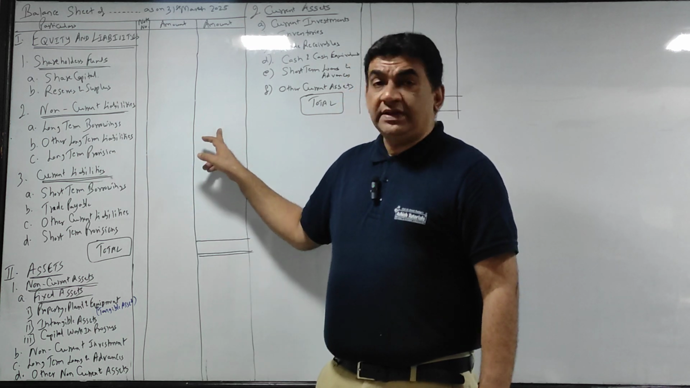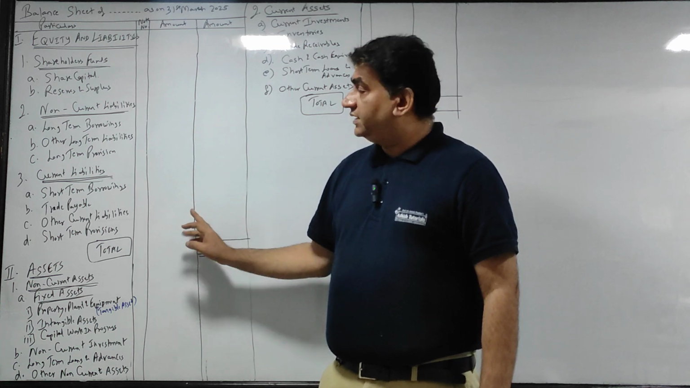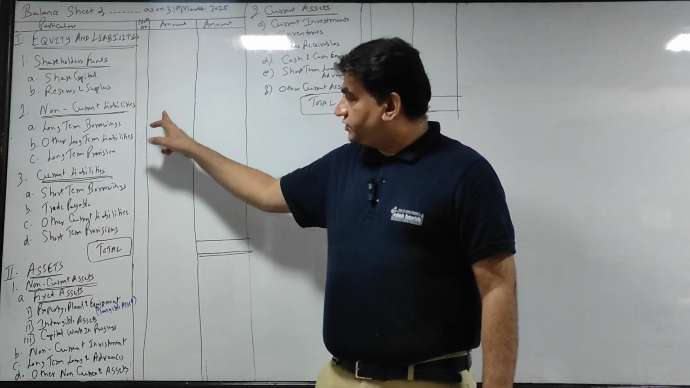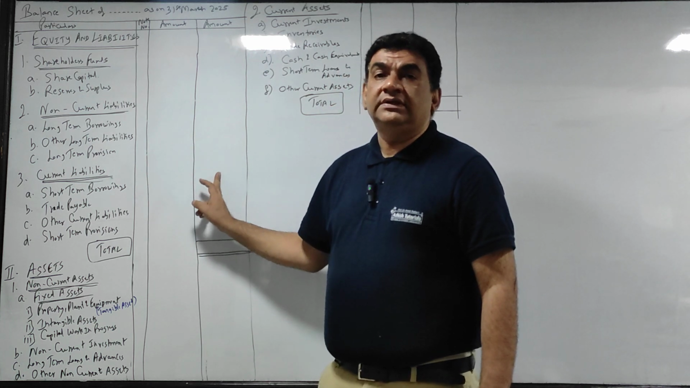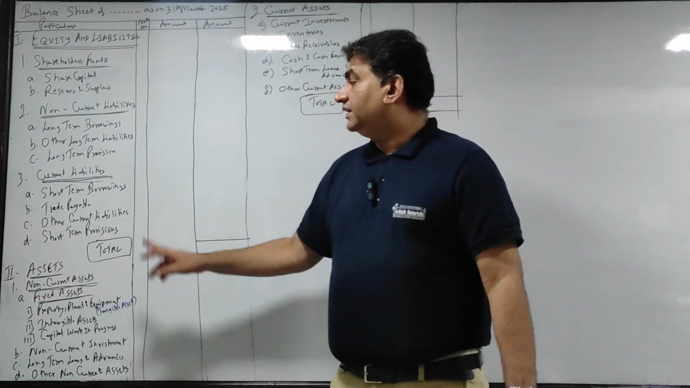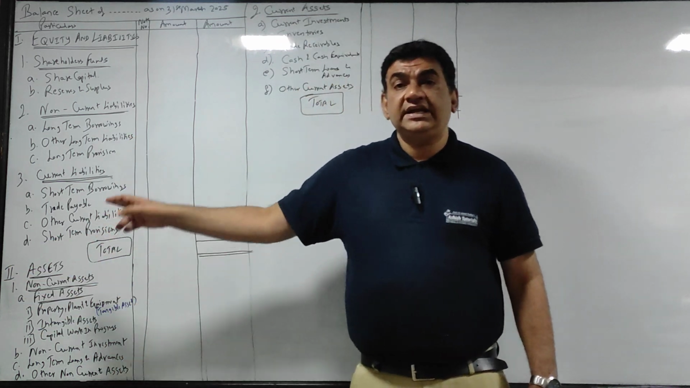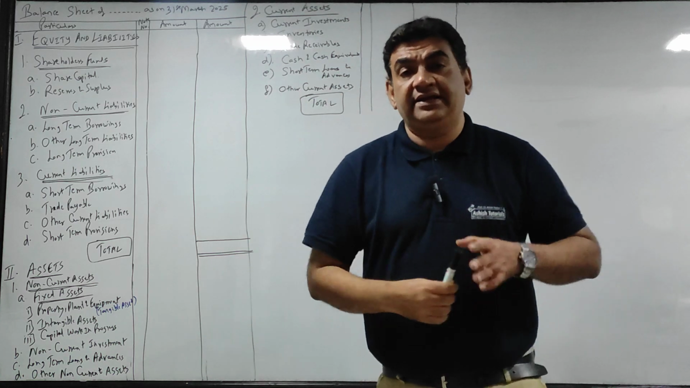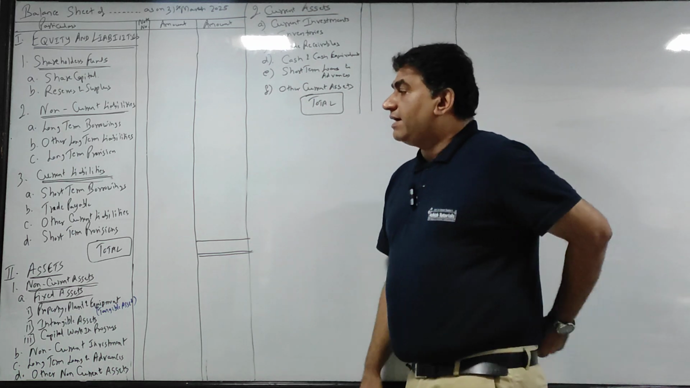Again, if you are just making one column, just put one below the other. If you are making two columns, put all of them in the first column and then take the answer outside. Clear? Next, coming to the last item of the equity and liability head. What is it? Current liabilities.